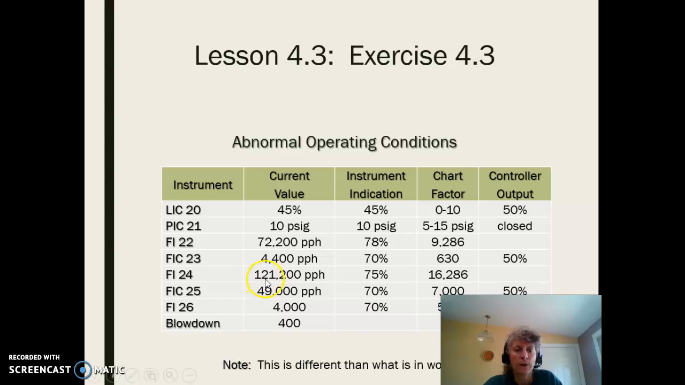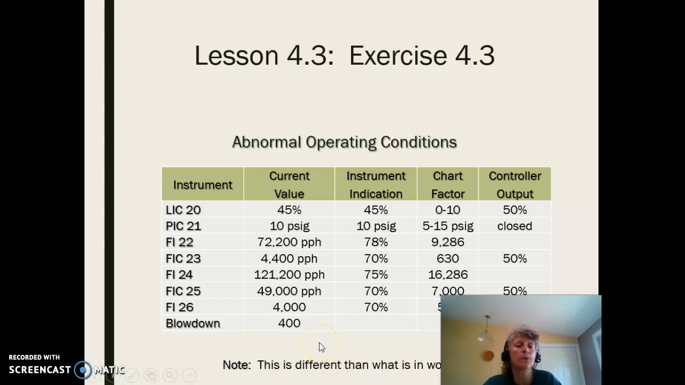FI 24 is 121,200. This is off. It's higher than it normally is. It's normally 114,000. And then FIC 25 is normal at 49,000 pounds per hour and 50%. FI 26 is normal at 4,000 steam flow out, and blow down is 400. Okay, so this is different than what's in the workbook.